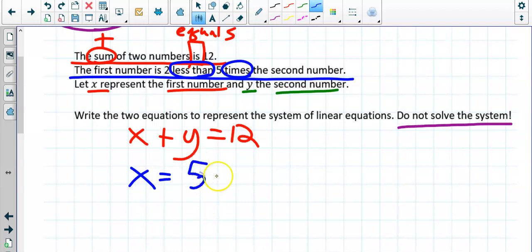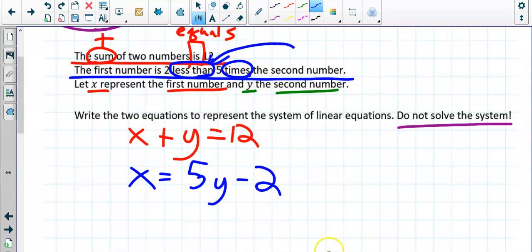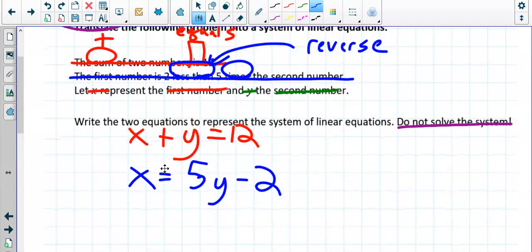Yes, and I love that you put the 5y first. That means someone has told you about this silly little word right there. When you have the less than word, normally when we translate, we always translate left to right and take it in the order that it's given. But the less than right here means that everything is in reverse. It means that what comes after the word less than is really the beginning.